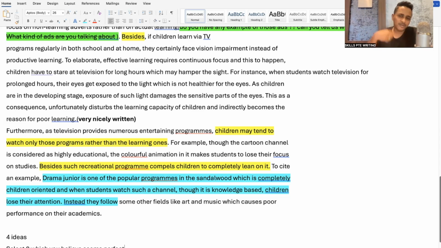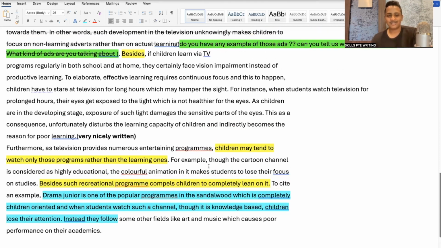Cross verify, cross verify, 5 times verify, and then decide, okay, this is the correct one, and then start writing. This process should happen for every question. And whoever does it, trust me, will never look back, will never do IELTS again. Done and dusted in just one shot.